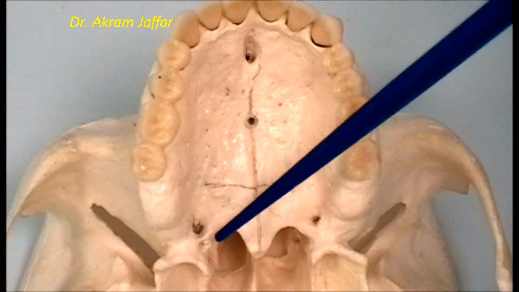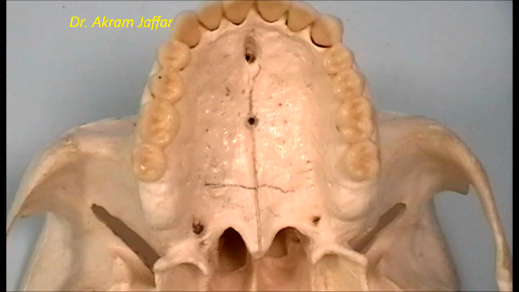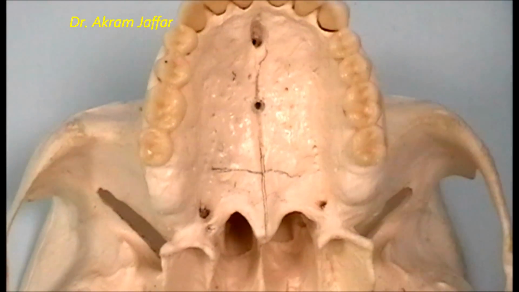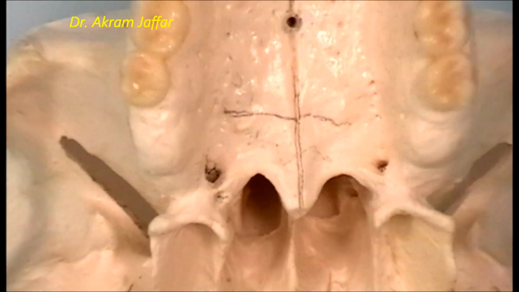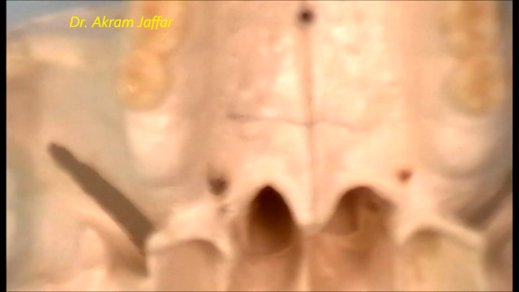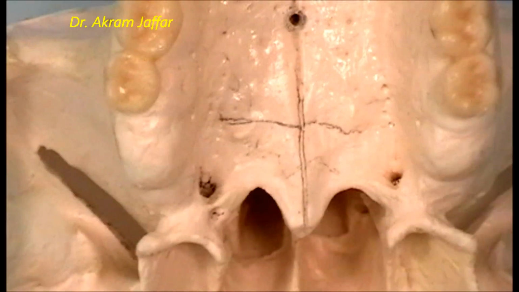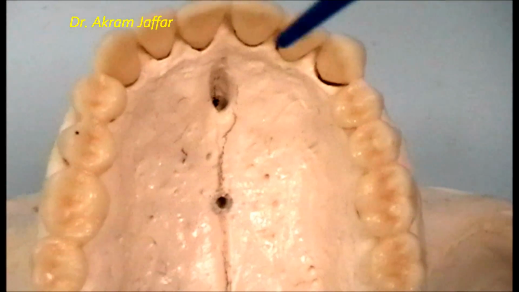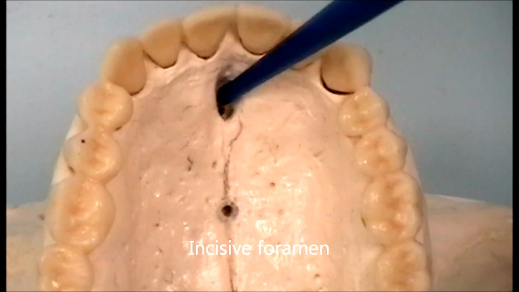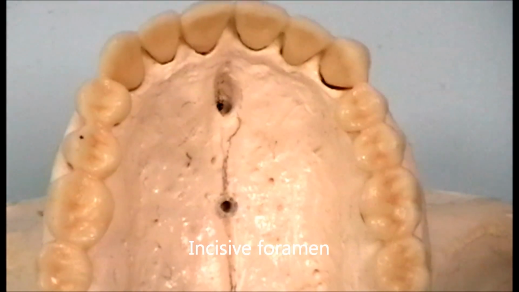The greater palatine foramen and the lesser palatine foramina transmit nerves and vessels of the same name. These nerves and vessels are branches of the maxillary artery and the maxillary nerve, and these foramina communicate superiorly with the pterygopalatine fossa. Anteriorly, in the midline, there is another foramen, which is called the incisive foramen. And this incisive foramen communicates with the nose, with the nasal cavity.